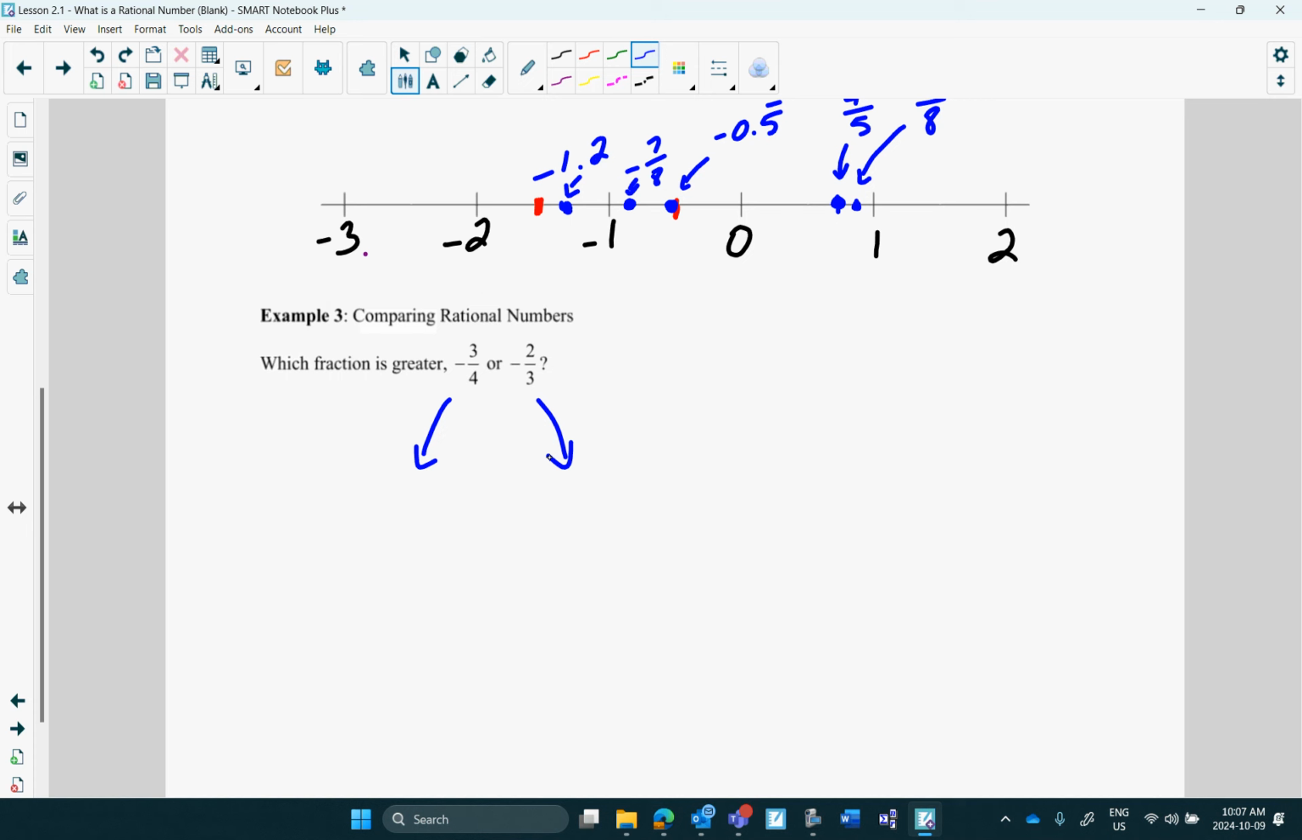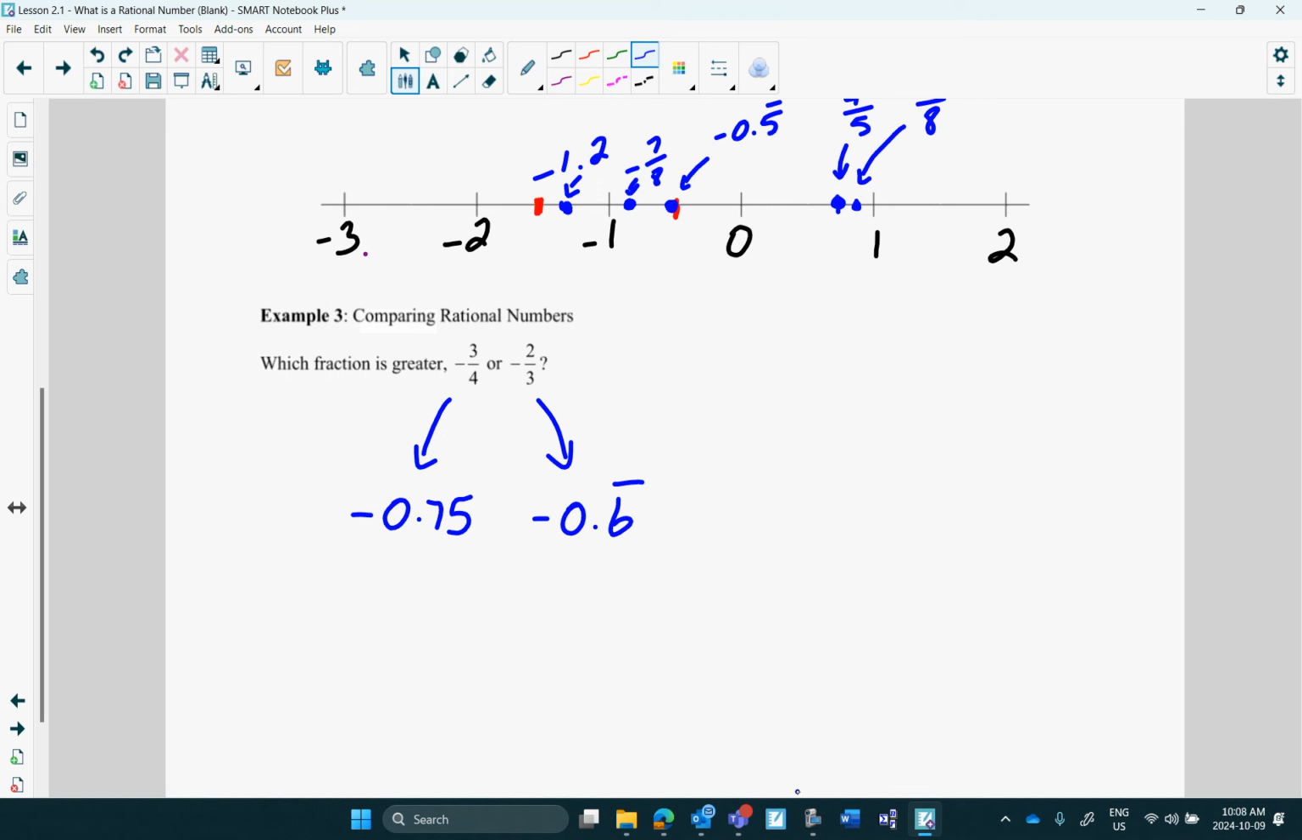What is negative 3/4 as a decimal, Claire? Negative 0.75. And negative 2/3, Nicole? Negative 0.6, and that 6 just goes on forever. Once they're in decimal form, they're generally easier to compare. Which one's bigger? In other words, which one's closer to 0?